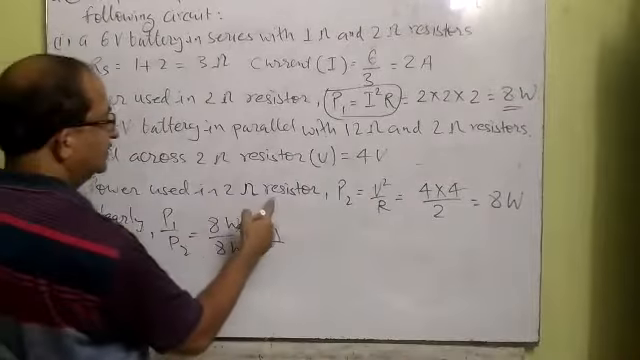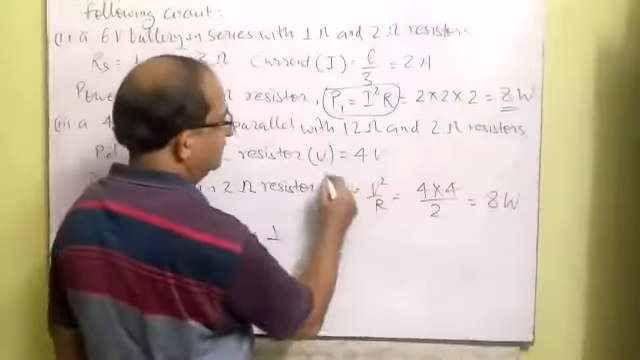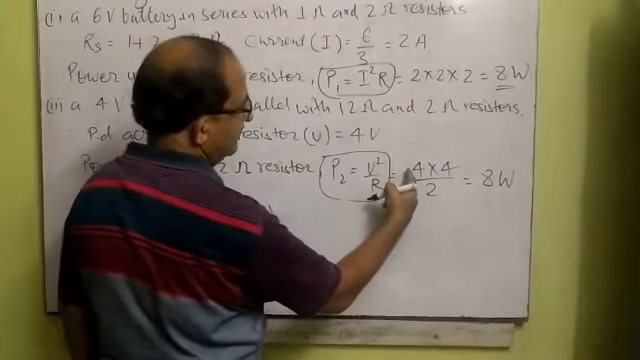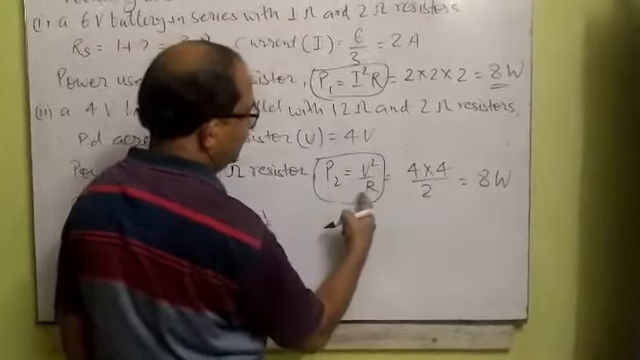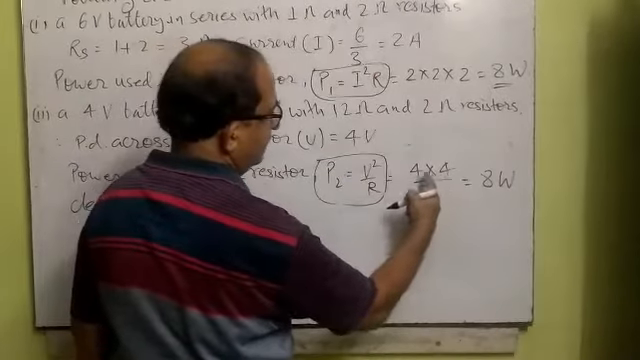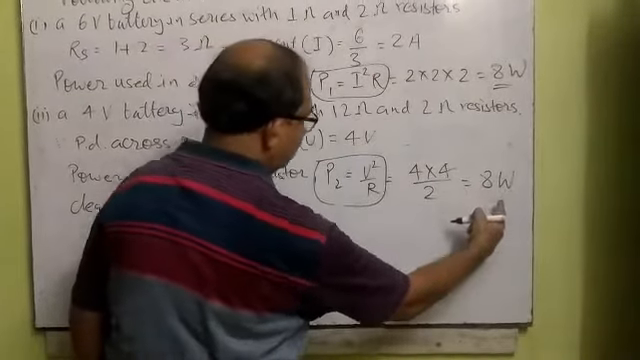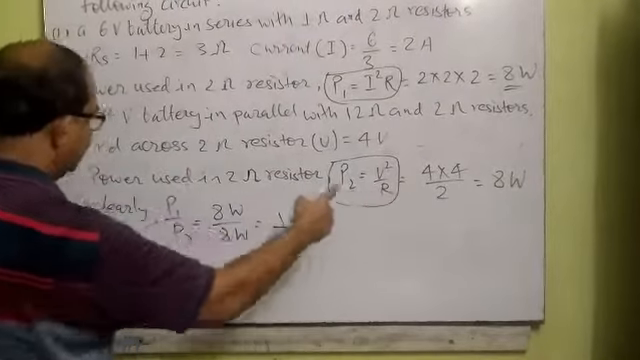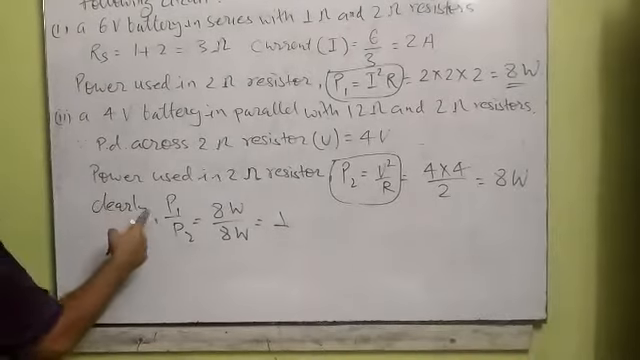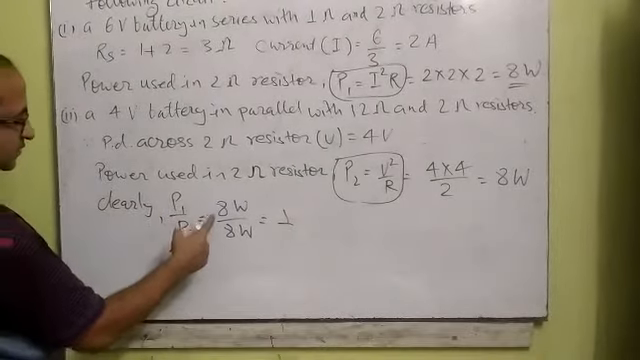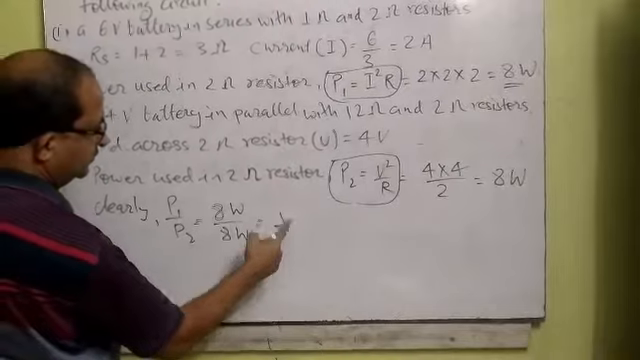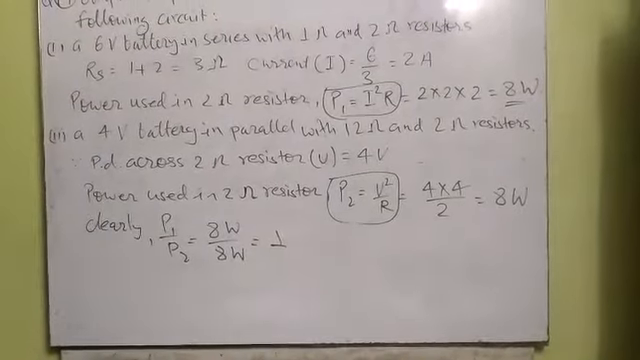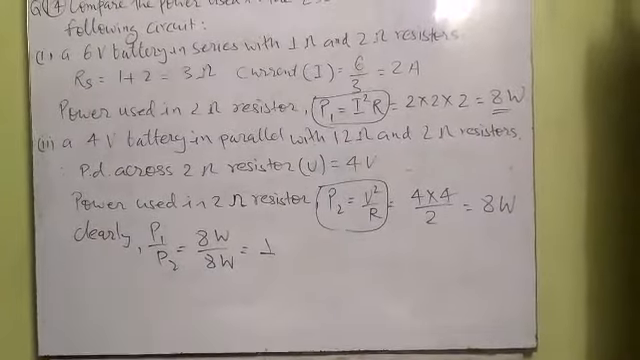Now the power used in the 2 ohm resistor can be found by the formula P2 is equal to V square by R, where V, the potential difference, is 4, so 4 into 4 divided by R, which is 2. 4 4s are 16, divided by 2 is 8 watt. Means in this case also the power developed by the 2 ohm resistor is 8 watt. Now if we compare, the ratio of P1 and P2 is 8:8, means 1 only. Means both of the resistors have the same power, 8 watt.